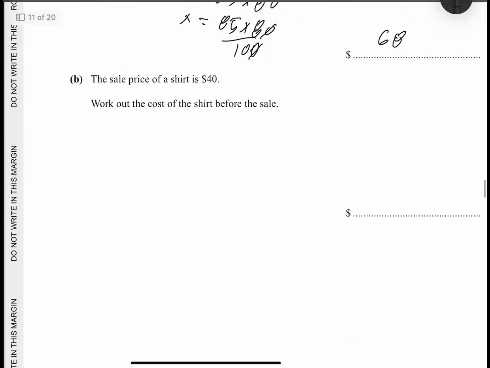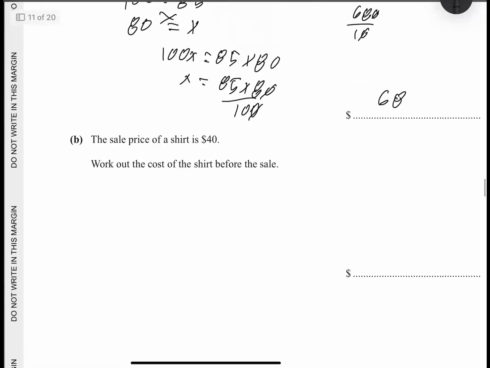The sale price of a shirt is $40. Work out the cost of the shirt before the sale. So 100% is what we need to find out, the 100% price. Right now it's selling for $40 and its percentage of the original price is 80. We cross multiply again. 40 times 100 is 4,000 over 80. The zeros cancel out. 200 over 4. 100 over 2. 50 over 1.